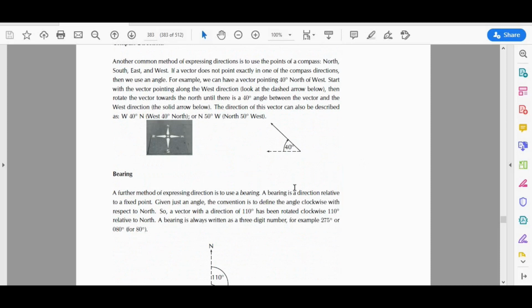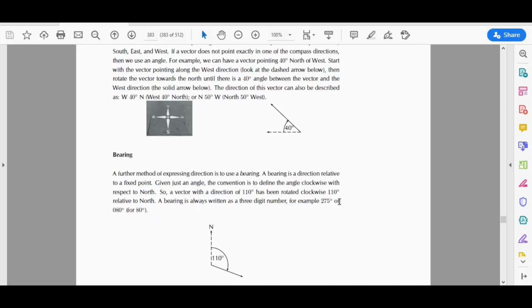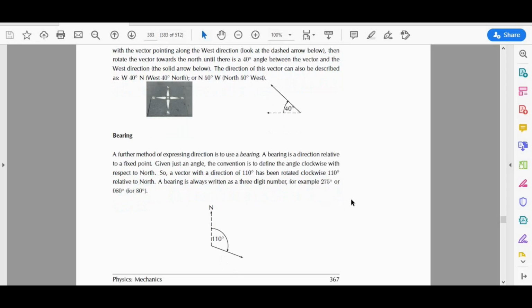Now bearing is very interesting. For those of us that do geography, you should know bearing very well. It's included in map work. Now bearing is a direction relative to a fixed point. So if we have a look at an angle, we'll take the angle that is given in the textbook just to see if we can make sense of it. Given just an angle, the convention is to define the angle clockwise with respect to north, of course. So we're always finding the angle with respect to north. So a vector with the direction of 110 degrees has been rotated clockwise 110 degrees relative to north.